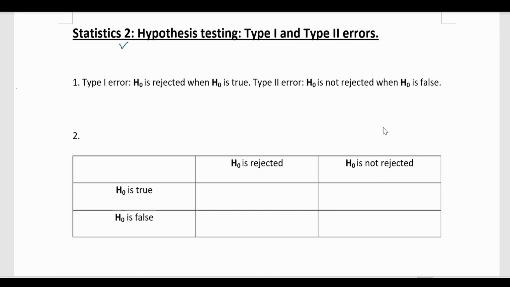Type 1 error is defined as H null is rejected when H null is true. And type 2 error is H null is not rejected when H null is false. Now, have a look at the table in point 2. When H null is rejected, and we realize that H null is true, isn't it we have made an incorrect decision? Incorrect decisions. And this is what we call the type 1 error.